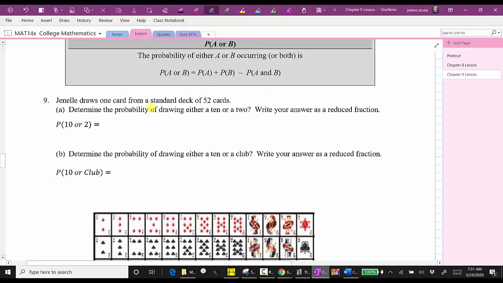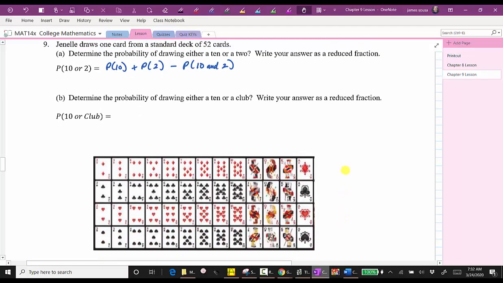Janelle draws 1 card from a standard deck of 52 cards. Determine the probability of drawing either a 10 or a 2. Because a card cannot be a 10 or a 2 at the same time, the probability of A and B is going to be 0 because the 2 events are mutually exclusive. Let's go ahead and apply the formula anyway. The probability of a card being a 10 or a 2 is equal to the probability of drawing a 10 card plus the probability of drawing a 2 card minus the probability of drawing a card that is a 10 and a 2.